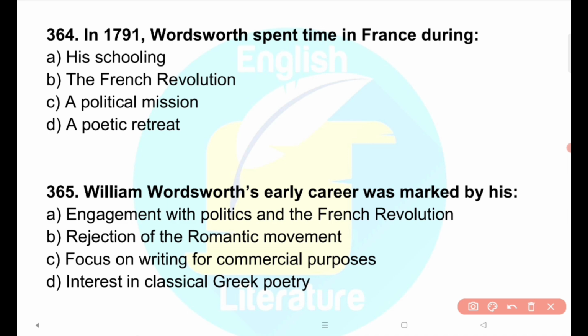William Wordsworth's early career was marked by his option A, engagement with politics and the French Revolution. Wordsworth was deeply involved in revolutionary ideals during his early career. His radical political beliefs are evident in his 1793 poems and in his admiration for the Republican cause. However, he later became disillusioned, especially after witnessing the Reign of Terror.